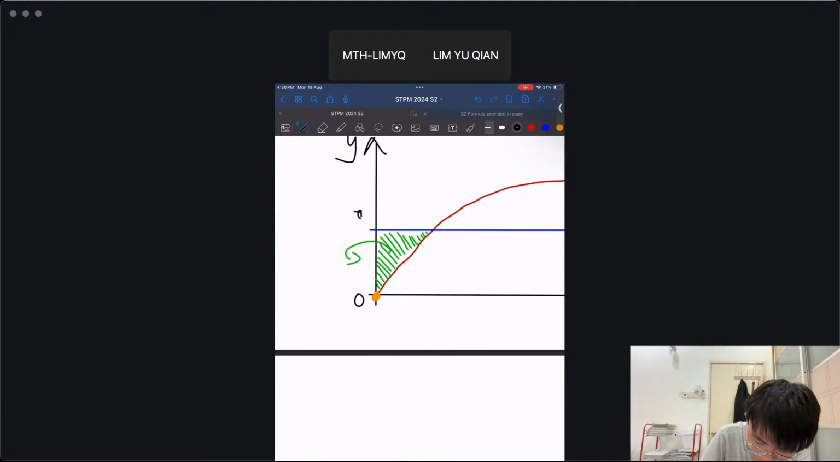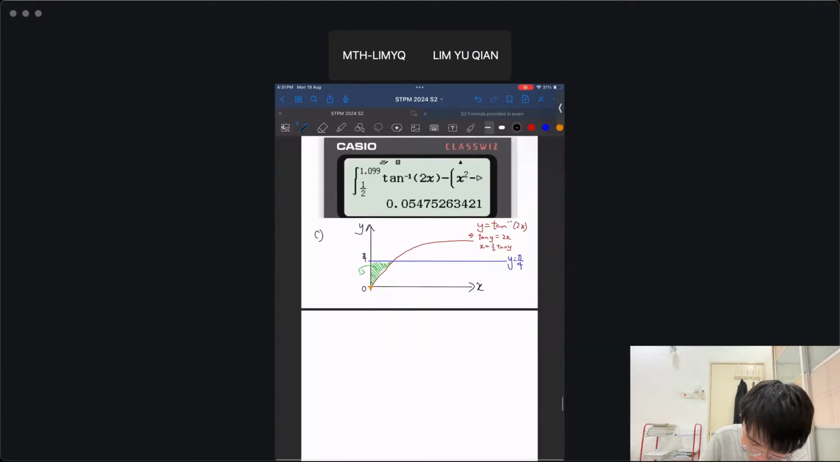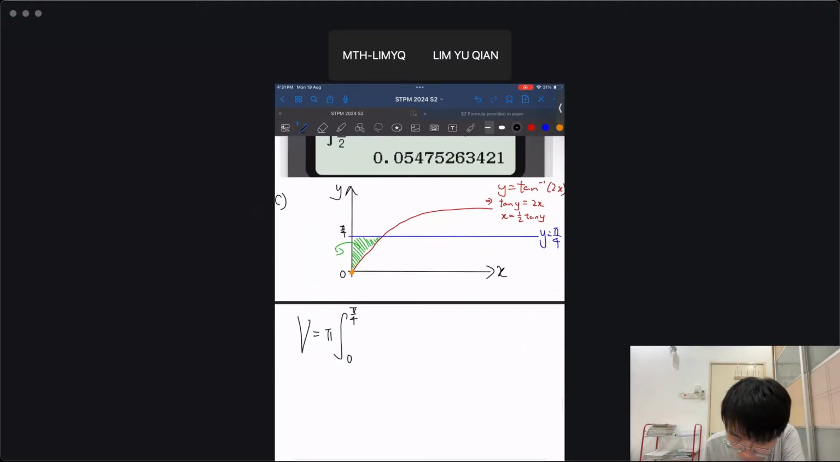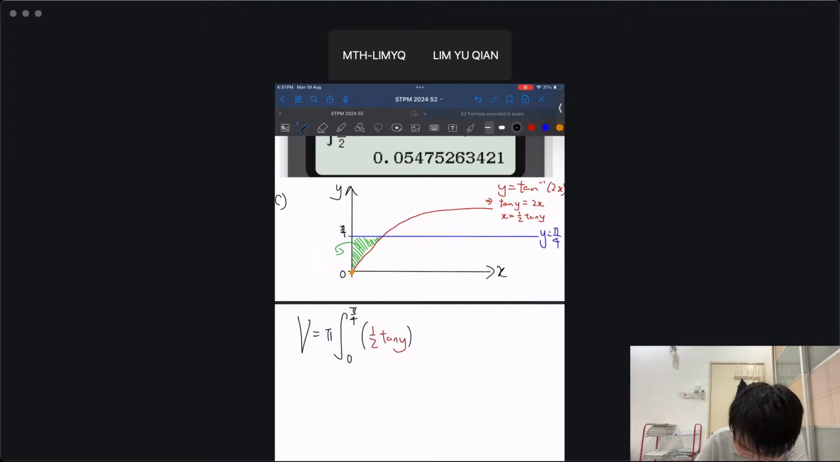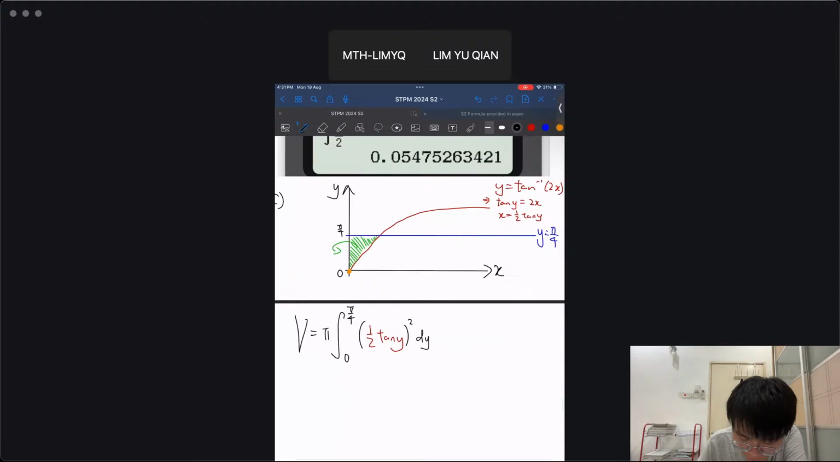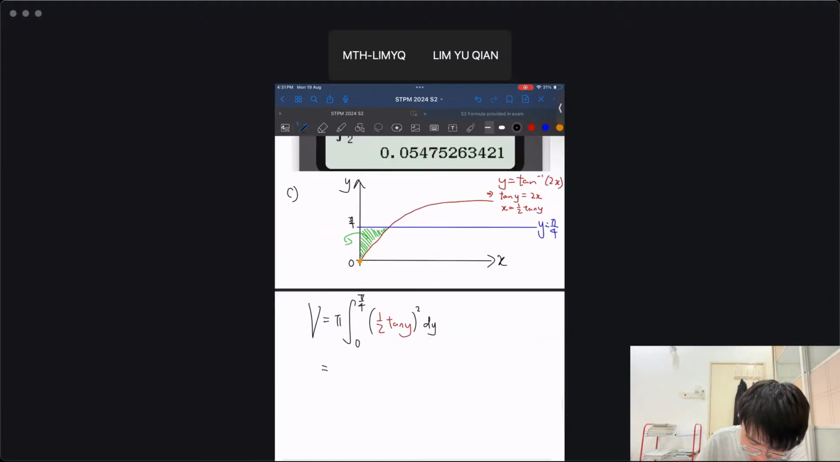This is 0, this is pi over 4. Now do this integration. The volume V is equal to pi integration from 0 to pi over 4 of 1 over 2 tangent y, that is the only upper function, but you have to square it, dy. Okay, everything okay. So now pi over 4, the 2 we take out. So this one is tangent squared y.